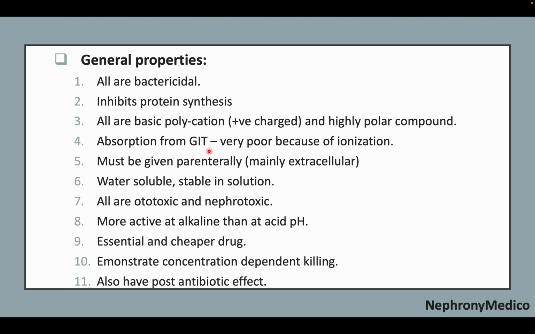Now, general properties: all are bactericidal, they inhibit protein synthesis, and all are basic polycations and highly polar compounds. The absorption from the GIT is very poor because of ionization, so they must be given parenterally, and are mainly extracellular. It is water soluble and stable in solution. All are ototoxic and nephrotoxic, and more active at alkaline than at acidic pH. These are essential and cheaper drugs, and they demonstrate concentration dependent killing and also have a post antibiotic effect.